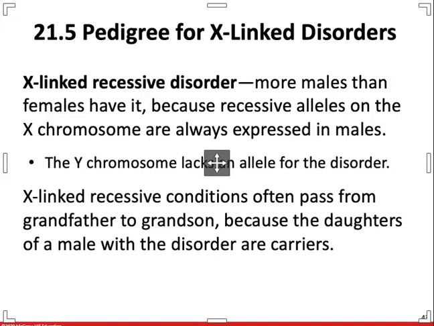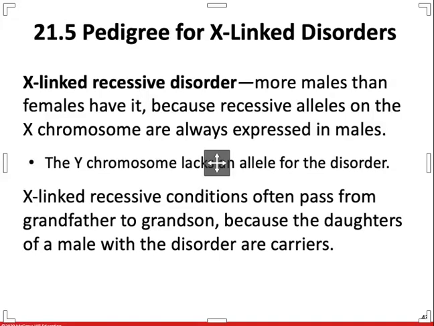So with an X-linked recessive disorder, more males than females are going to have it because the recessive alleles on the X chromosome will always be expressed in the males. The Y chromosome is going to lack any allele for the disorder, so the Y chromosome can't have a dominant normal trait because it just doesn't have the allele altogether. X-linked recessive conditions often pass from grandfather to grandson because the daughters of a male with the disorder tend to be carriers. So, I'll get into examples when we meet in person.